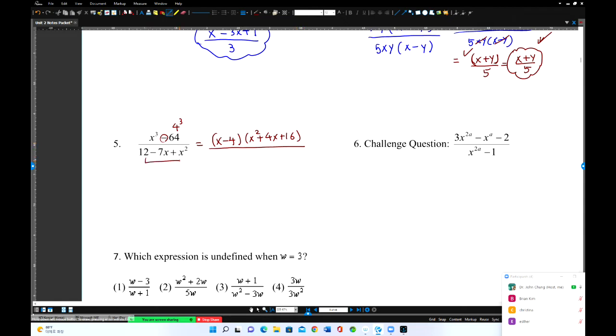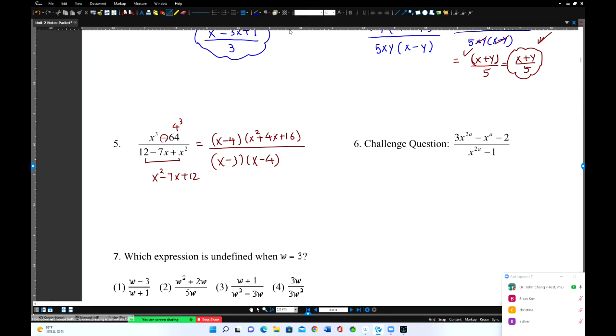How can you factor this one? If you get the right factors, maybe you can switch it, it doesn't matter. It's better to rearrange in descending order, which is the standard form, because that's easier to find the factors. How can you factor? x minus 3 and x minus 4. That completes the factors, so now we cancel.